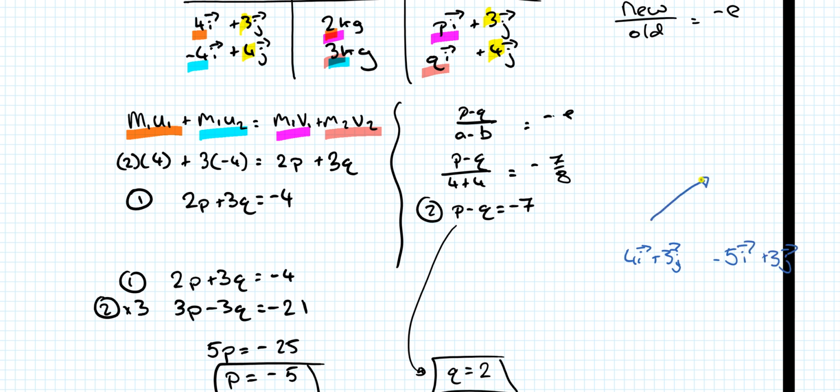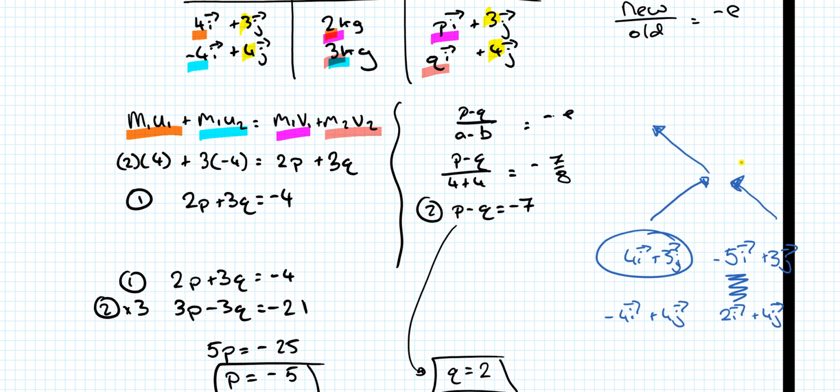It looks like it's moving like this to begin with, and then it bounces backwards. How do I know it's bouncing backwards? It's because of the i. And the other one is minus 4i plus 4j, and it ends up being 2i plus 4j. So it was moving to the left and up, and then it starts moving right and up. So they bounce off each other.